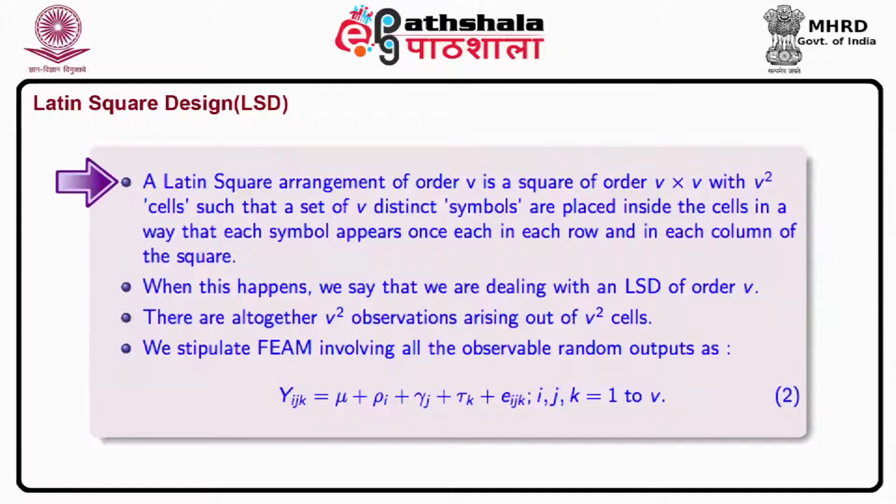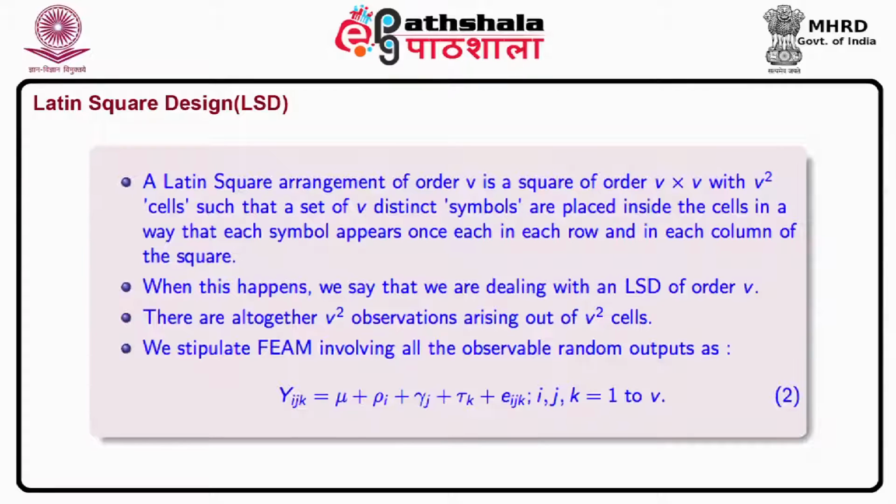A Latin square arrangement of order v is a square of order v cross v, that is with v square cells, such that a set of v distinct symbols are placed inside the cells in a way that each symbol appears once each in each row and in each column of the square. That is the one which you have explained earlier. Okay. Now, when this happens, we say that we are dealing with an LSD or Latin square design of order v.